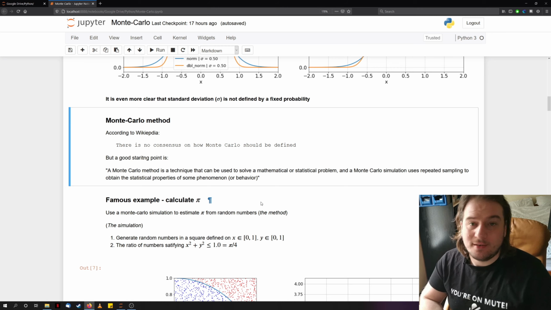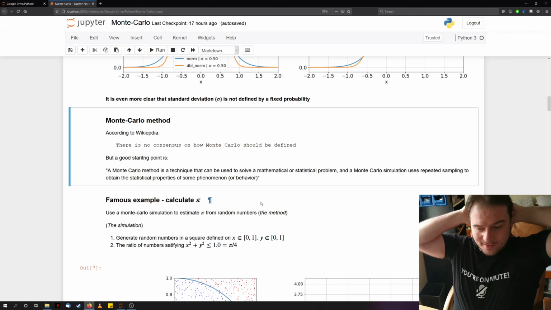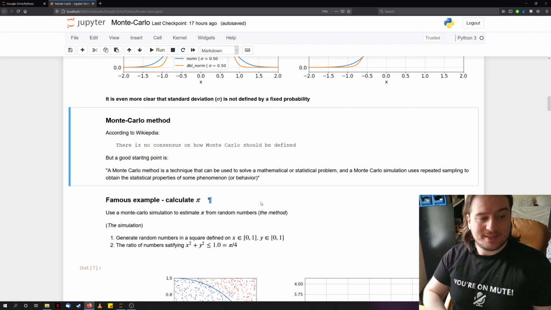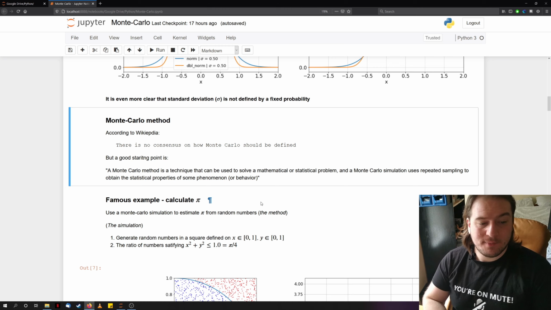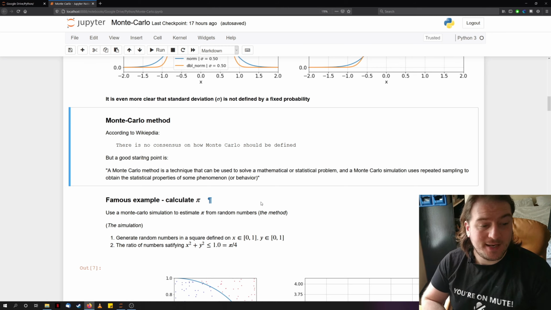So according to Wikipedia, there's no consensus on how a Monte Carlo should be defined, which both helps us and hinders us. But I think a good starting point is that a Monte Carlo method is a technique that can be used to solve a mathematical or statistical problem, and a Monte Carlo simulation uses repeated sampling to obtain statistical properties of some phenomenon.